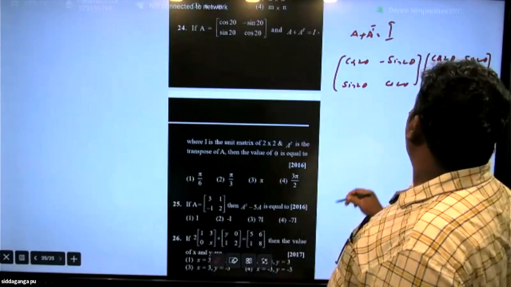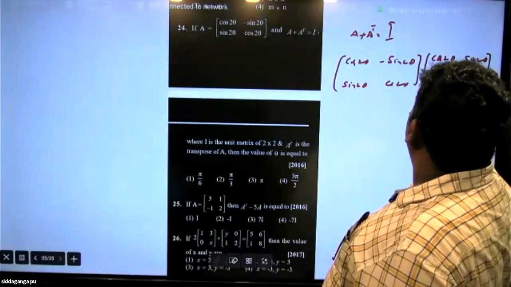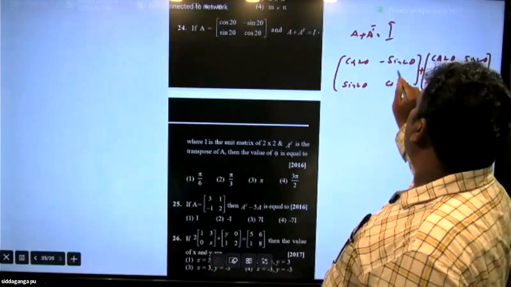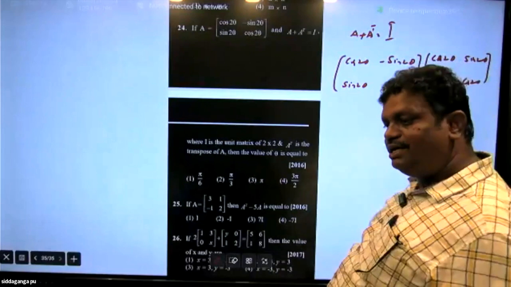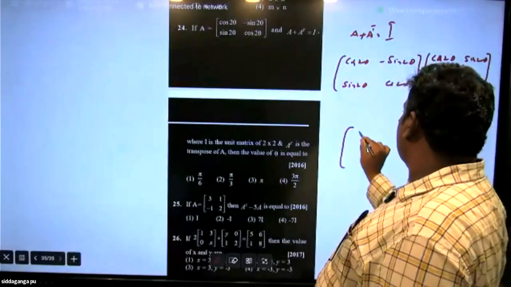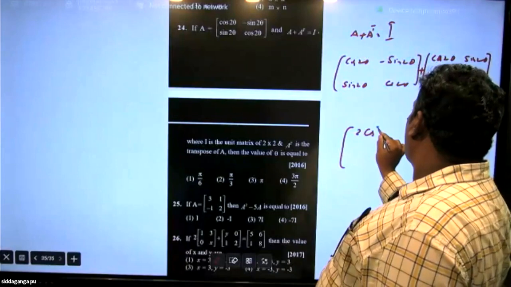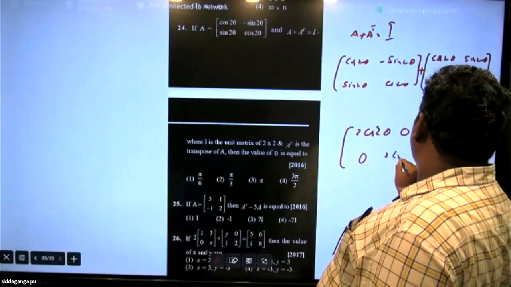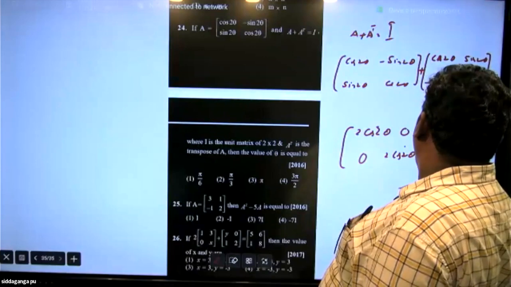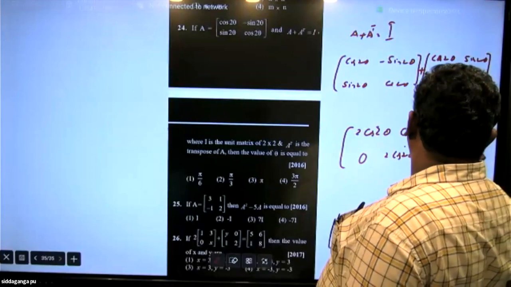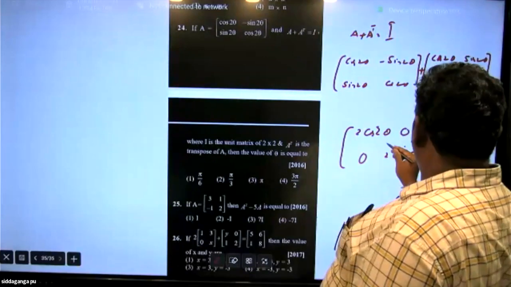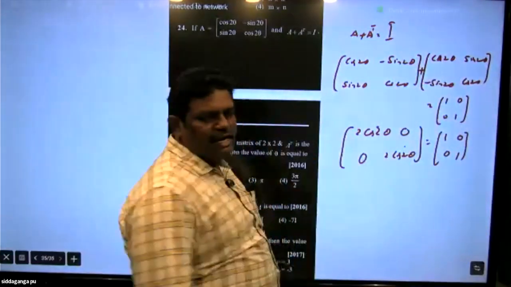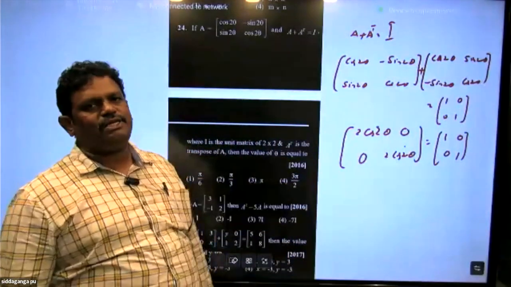So which elements can we add? Here we can take plus in between. Cos 2 theta plus cos 2 theta is 2 cos 2 theta, minus sin 2 theta plus sin 2 theta is 0. So finally we get 2 into cos 2 theta, 0, and 0, again 2 into cos 2 theta, is equal to 1001. When we compare these two, whenever two matrices are equal, their corresponding elements are equal.